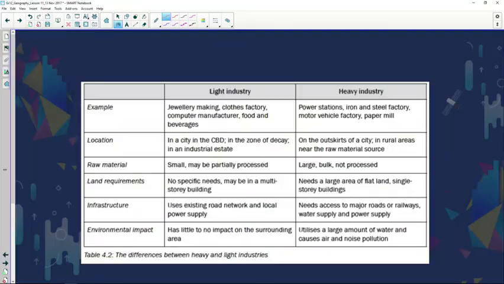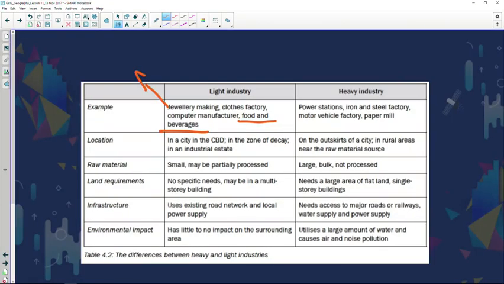Now, if you quickly look at a couple of examples, a light industry is like jewelry making, clothes factories, computer manufacturers, food and beverage. The light industries will usually be very close to your consumers. The simple reason for it is that, if you look at this example over here, it can be perishable, meaning the food can go off. So they need to be close to the consumer so the consumer can still use it and the product is still fresh.